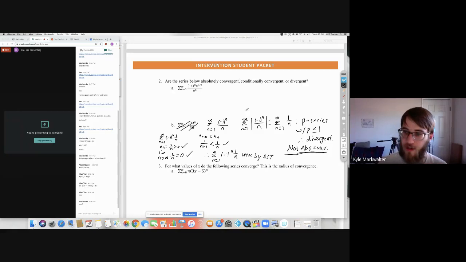So this would be an example where our series is not absolutely convergent because we took the absolute value and it turned out to be divergent. So, gosh darn, not absolutely convergent, but it is regularly convergent by the alternating series test.